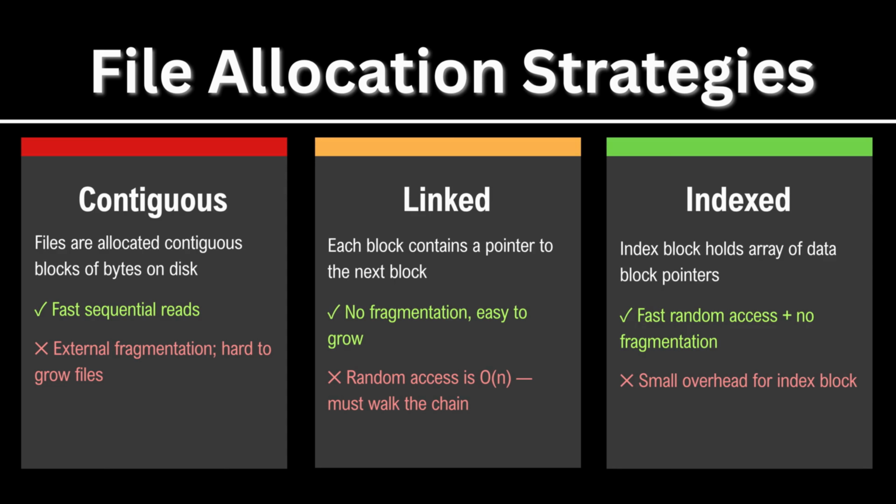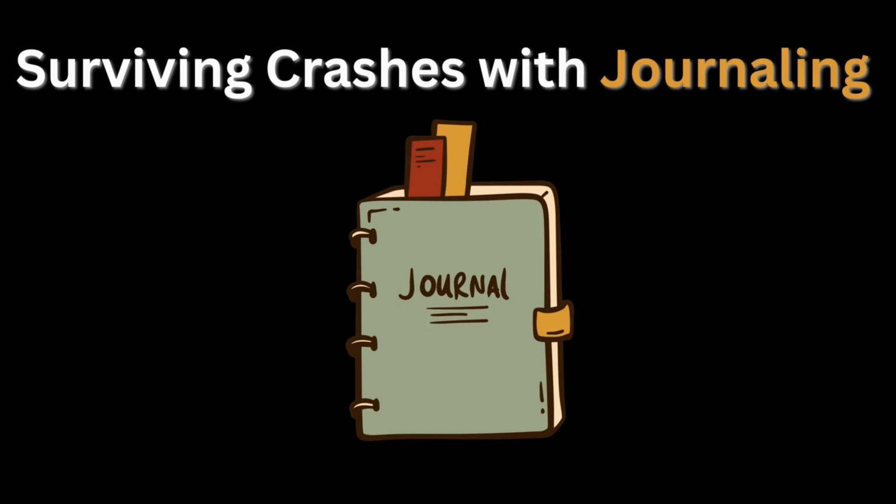Indexed allocation is what most real systems use. The inode holds an array of block addresses directly, so you can jump to any block in constant time and there is no fragmentation. Now imagine that you are writing to a file and you get a power cut in the middle of it. How does your file system handle this problem?